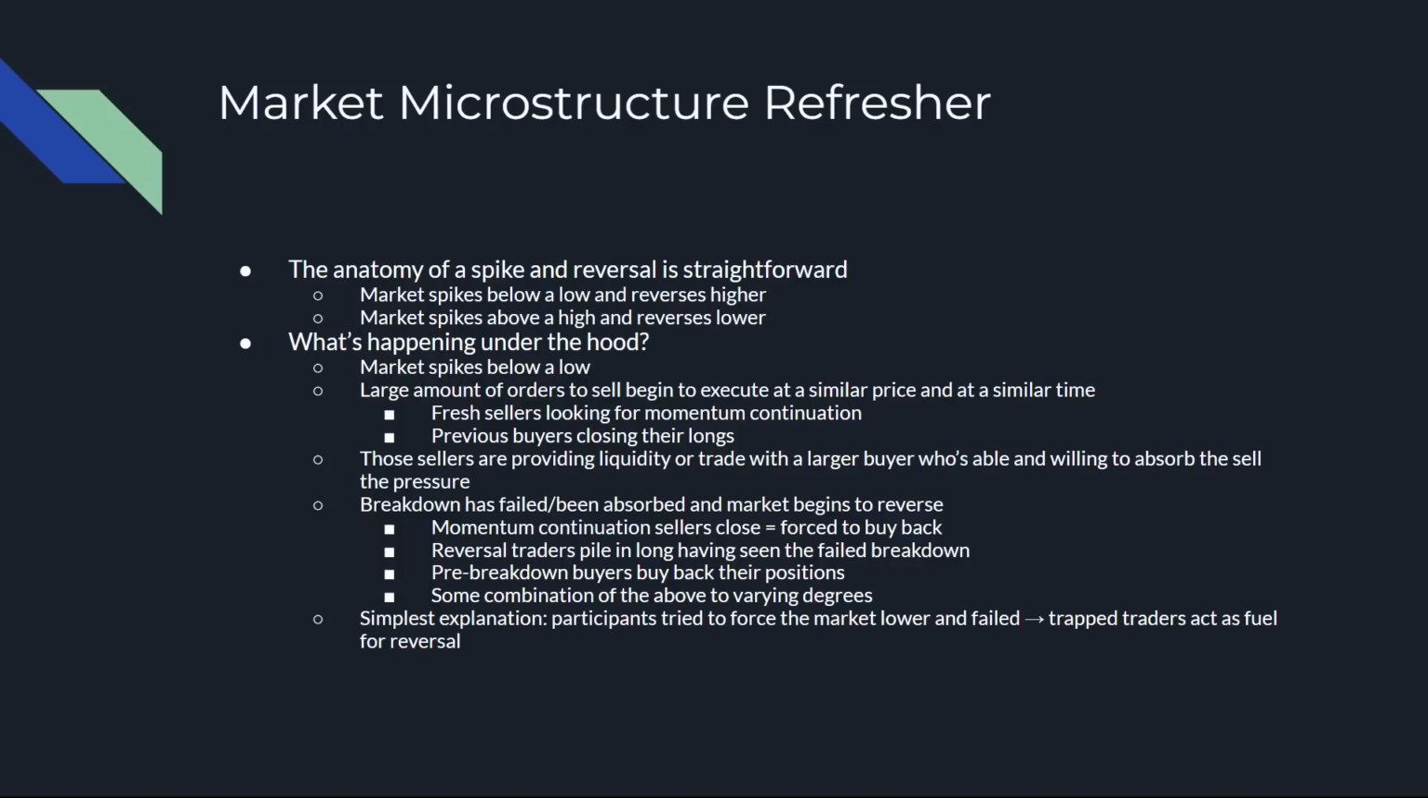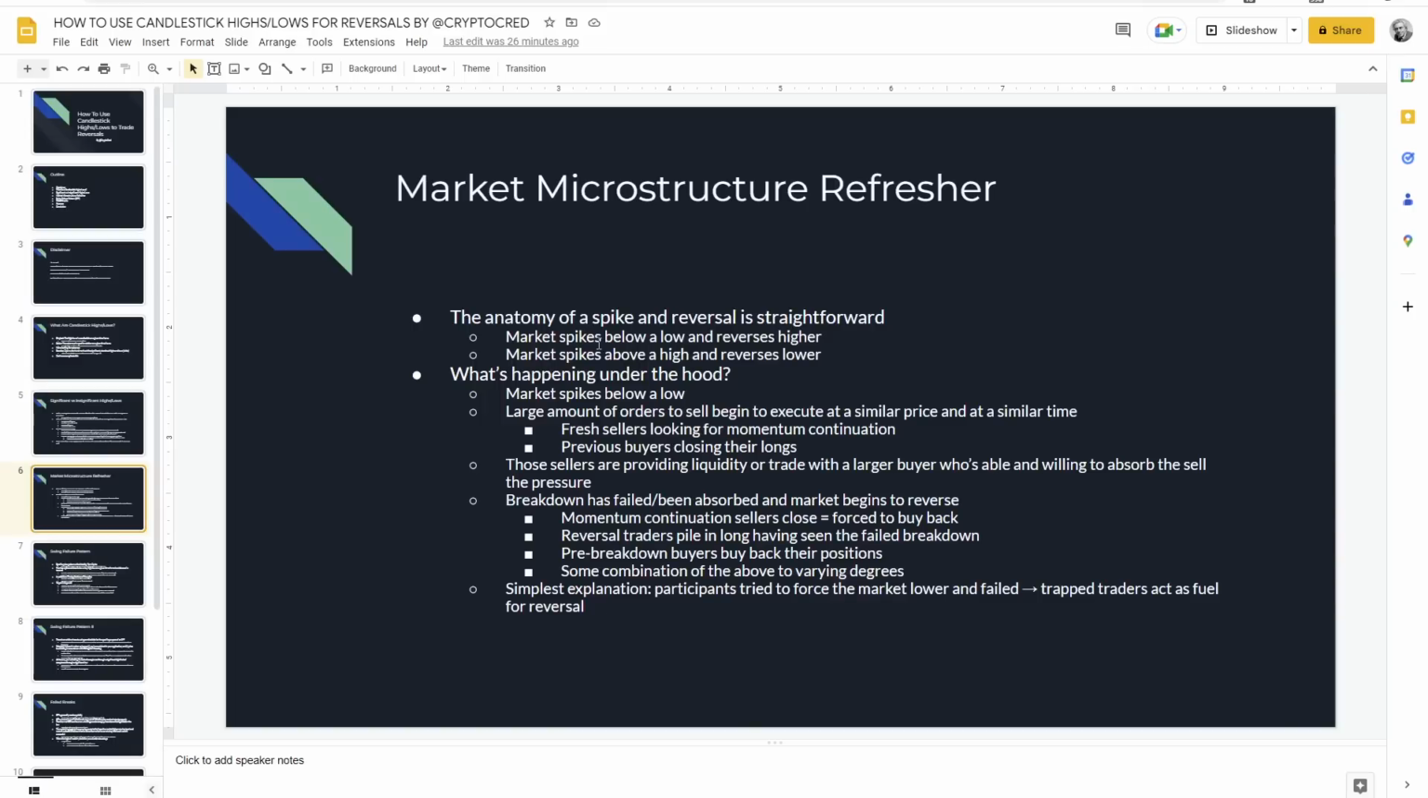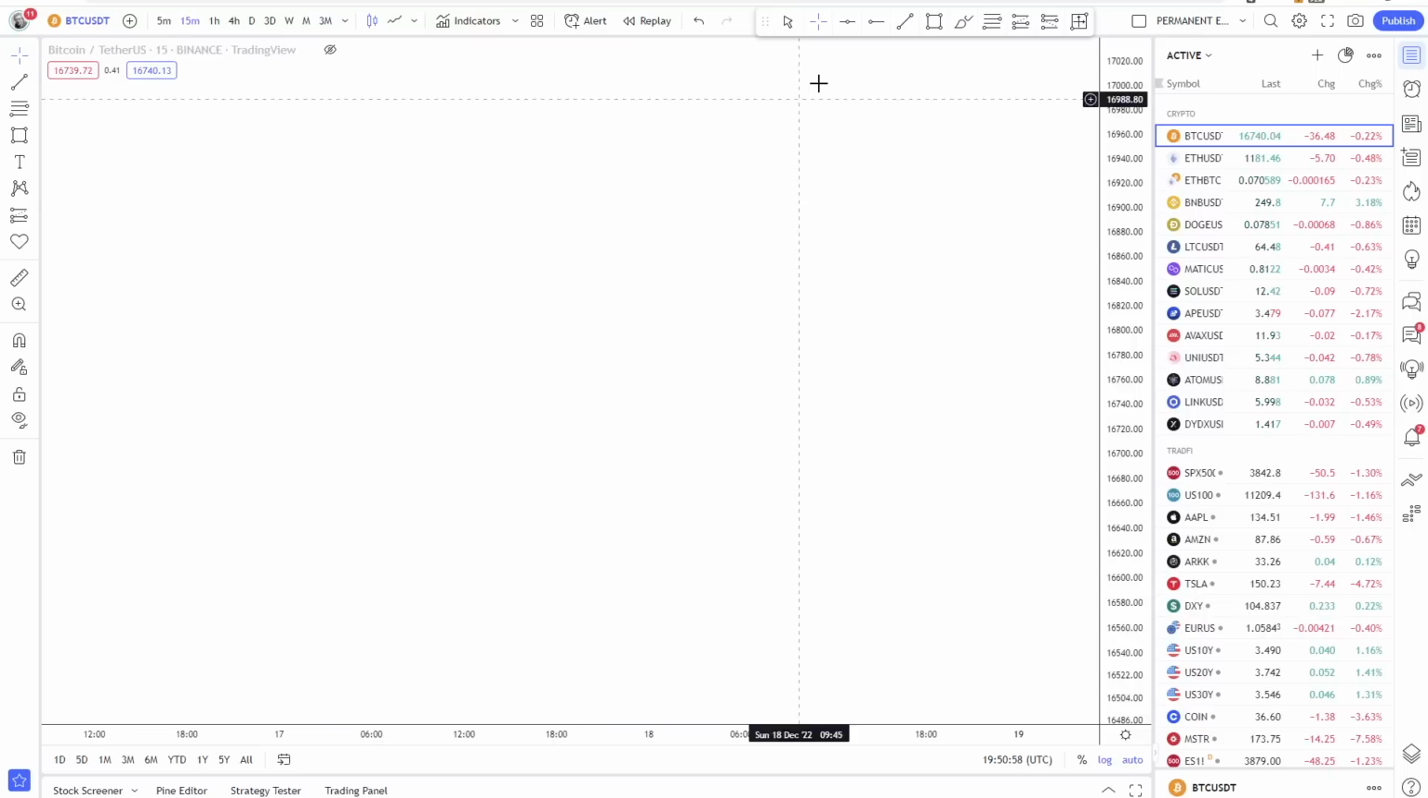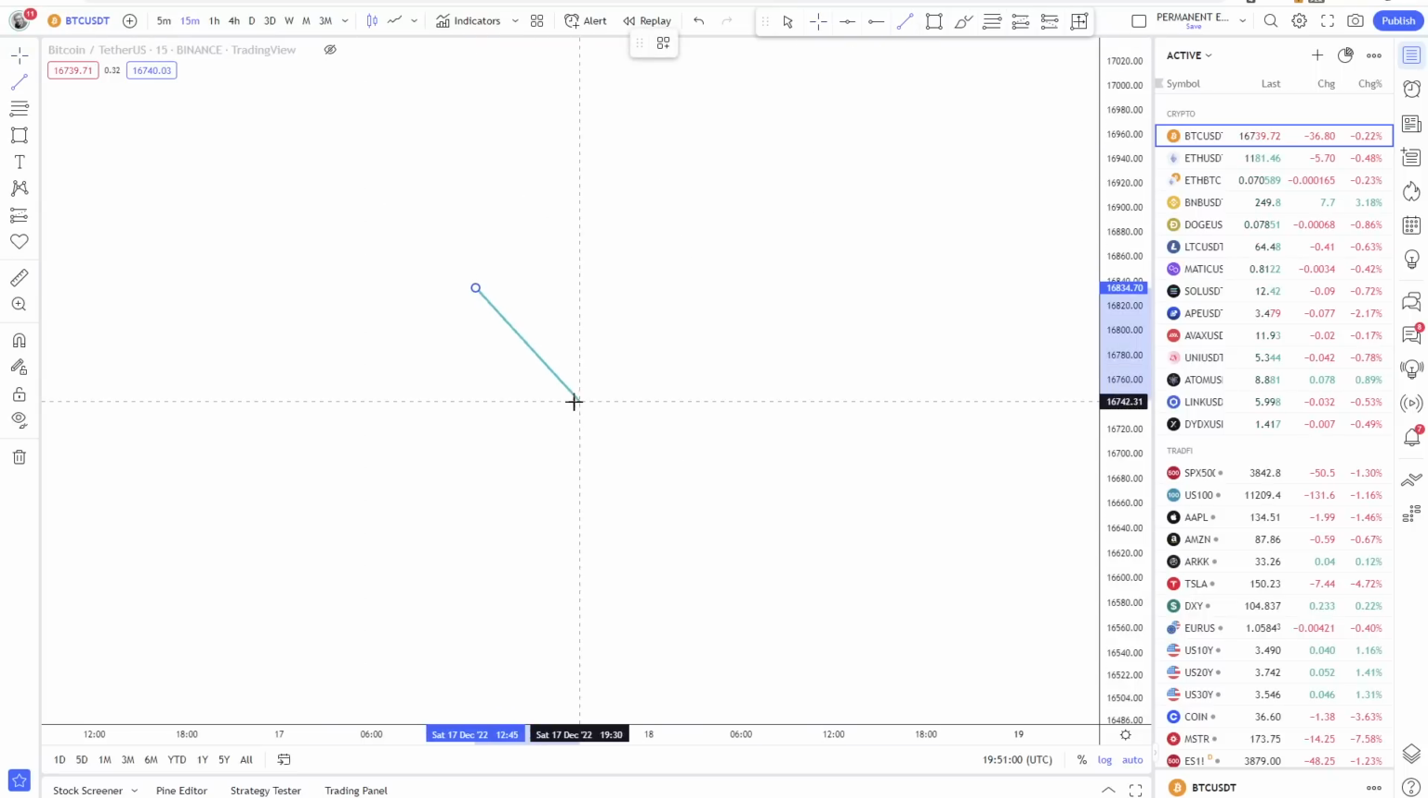On its face, it's rather straightforward. The kind of behavior that we see: the market spikes below a low and reverses higher, or the market spikes above a high and reverses lower. And again, this is covered to death in the market microstructure video in much more detail, so I recommend you go watch that.